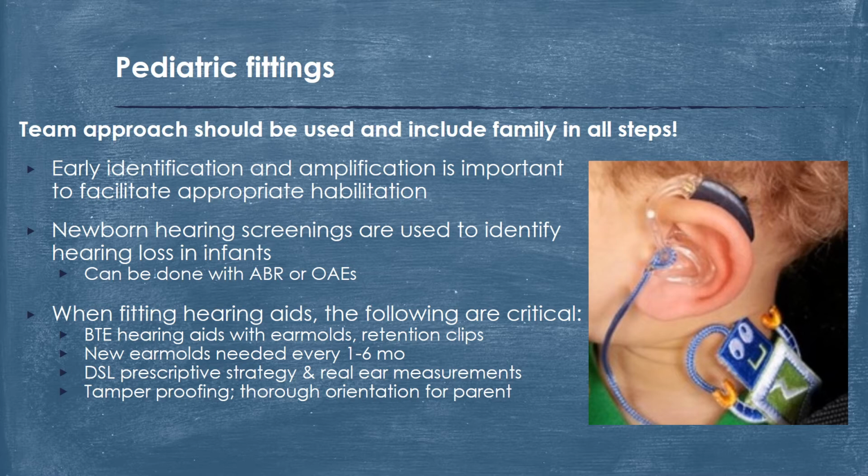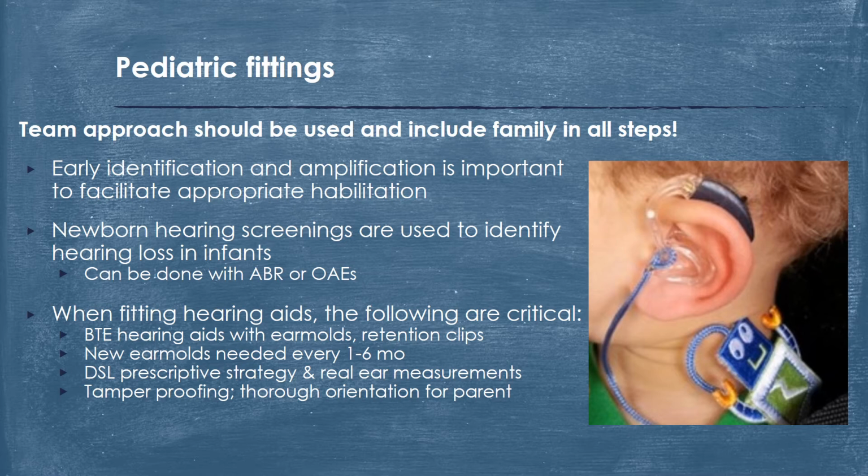And once we find out that they have a permanent hearing loss, we need to get those hearing aids fit. So, as I mentioned earlier, we want to fit a behind the ear hearing aid with an ear mold. We also want to use a retention clip, like is shown on this little boy in the picture on the right. So, you see his behind the ear hearing aid behind his ear, and you can see his clear ear mold in his ear, which is attached with tubing to the behind the ear hearing aid, but you also see a cute little retention clip.